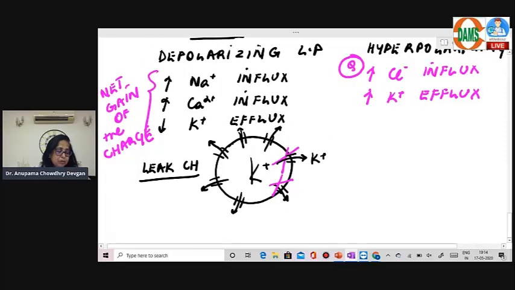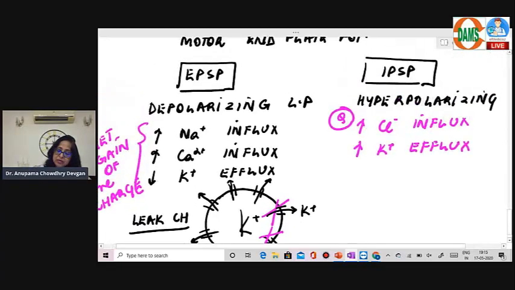Snehal Borana, potassium chloride efflux is not possible. Remember, what did I tell you? An ion can only move from higher to lower concentration through a channel. You cannot get a chloride efflux. Chloride is always an influx. Is that clear? Snehal Borana, I hope you've understood that, right?